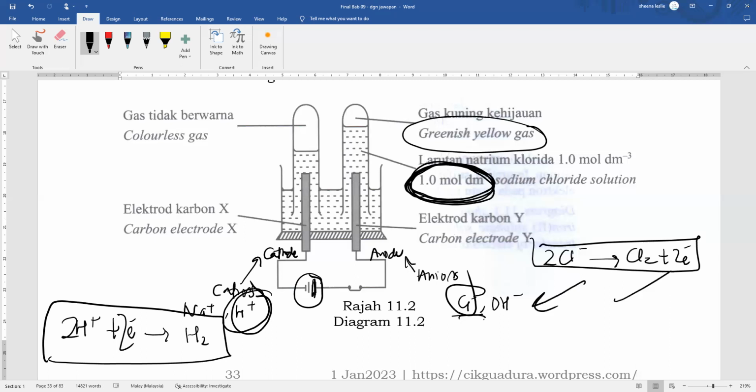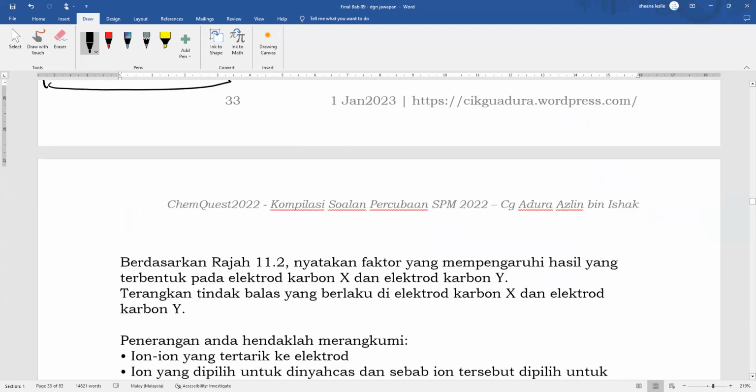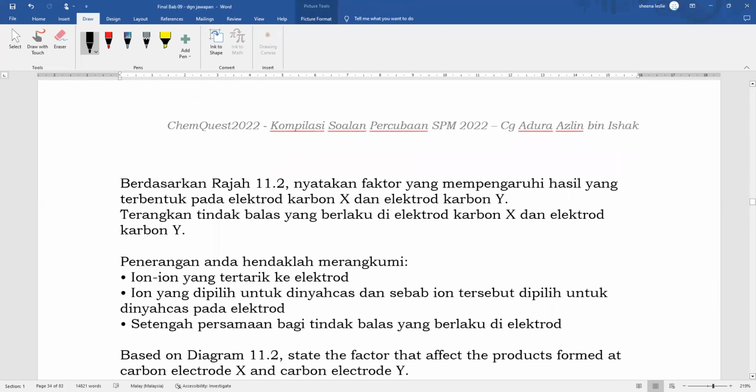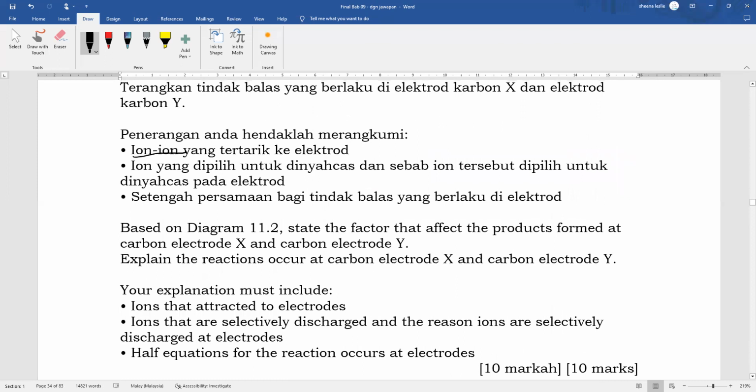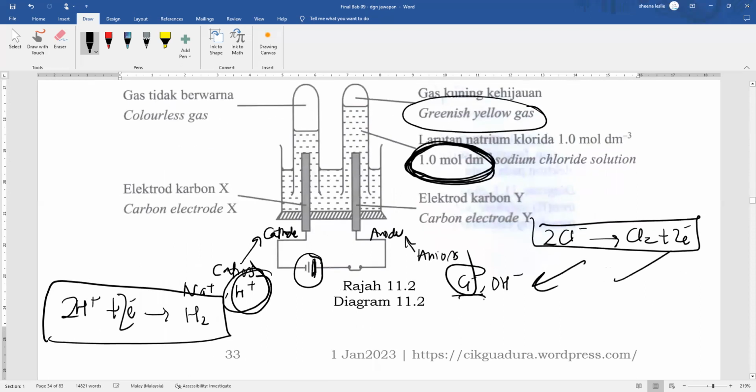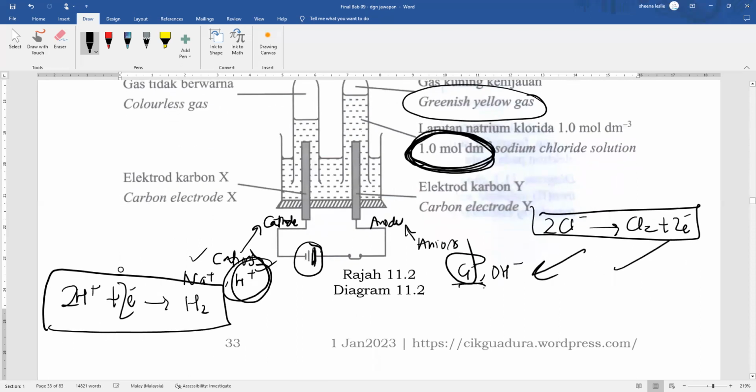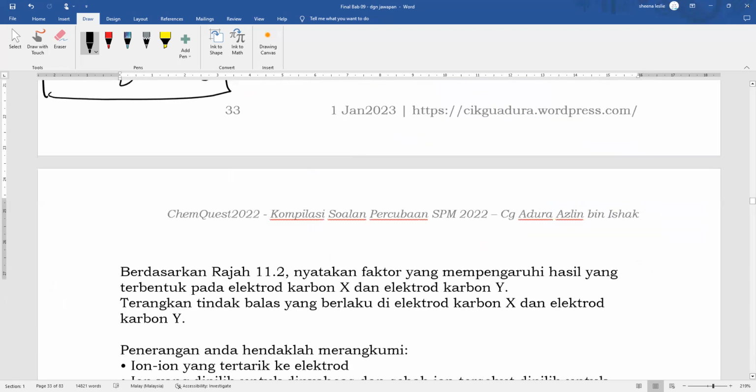Dini, do you understand now? Yes, teacher. Okay, now the question is very simple. What are the ions attracted to the electrodes? You gave me the answer just now already. To the cathode, you said Na plus and H plus. Who is going to the anode? Cl minus and OH minus ion, correct. Okay, very good, so I have the answer.